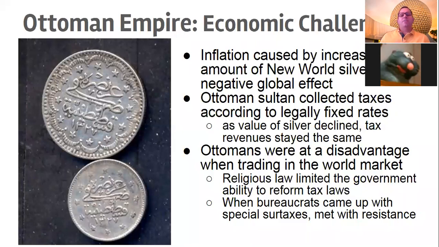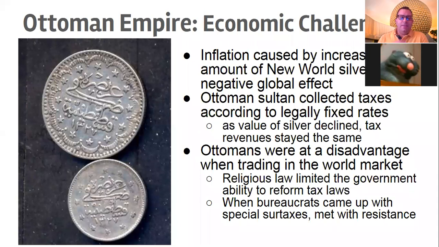We have inflation. You also have, again, taxes going up. The other thing is that the Ottomans, when they try to trade on the world market, face disadvantages. Now, why are they disadvantaged when they go to trade on the world market?